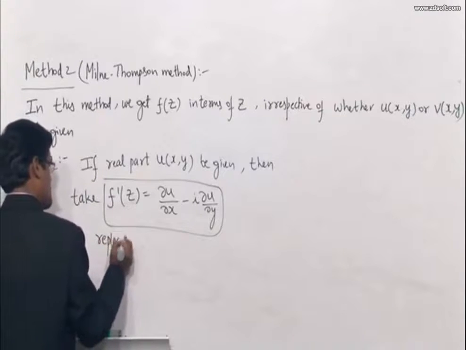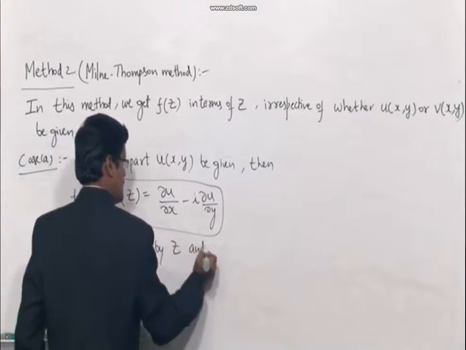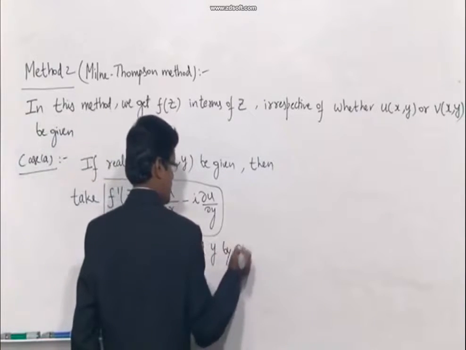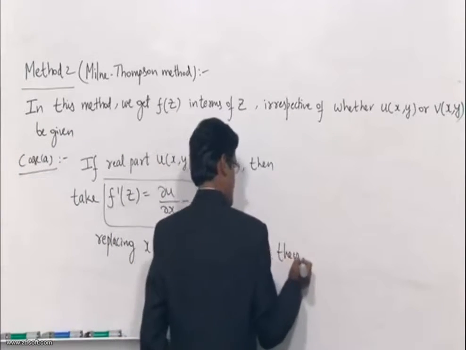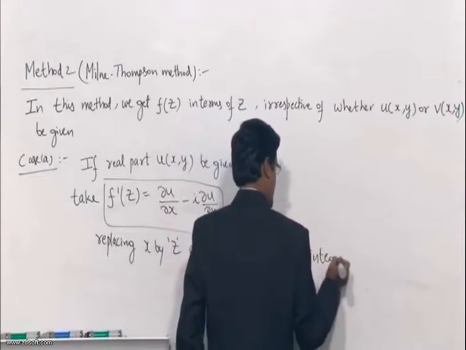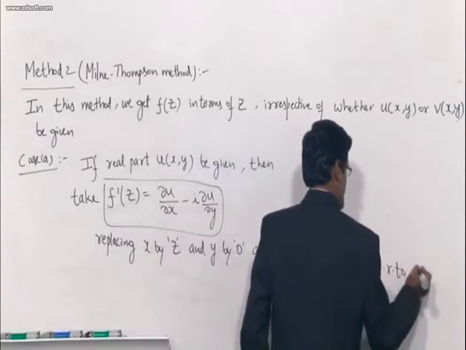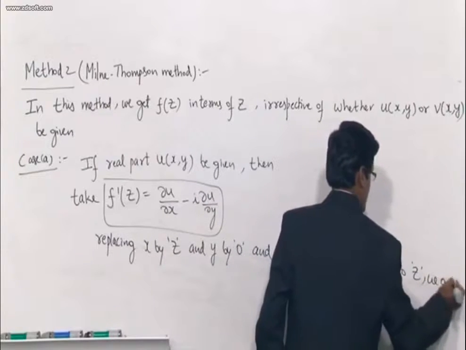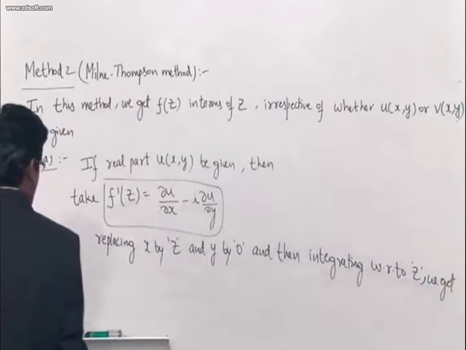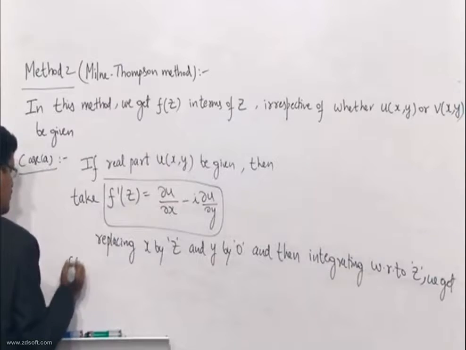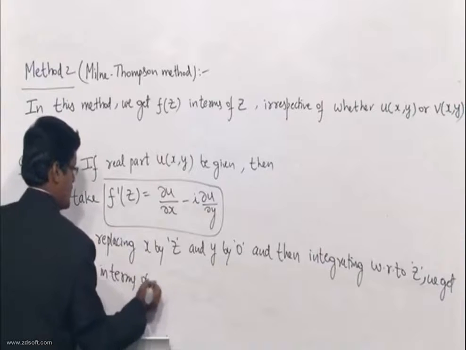In the next step, replacing x by z and y by 0, and then integrating with respect to z, we get f of z in terms of z.